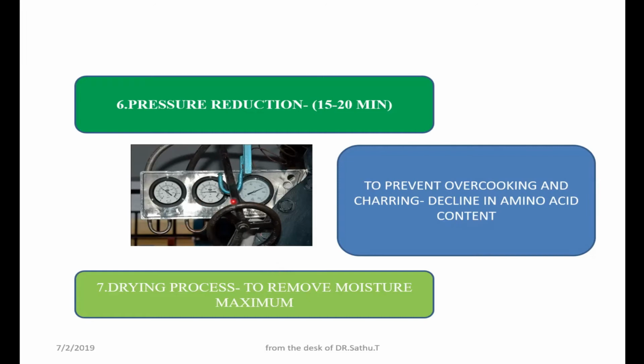So how do we reduce it? Immediately we should not reduce the pressure. Slowly we have to do it, because the pressure inside the cooker is very high compared to atmospheric pressure. If you release it immediately, the content inside may blow off. It may come out.